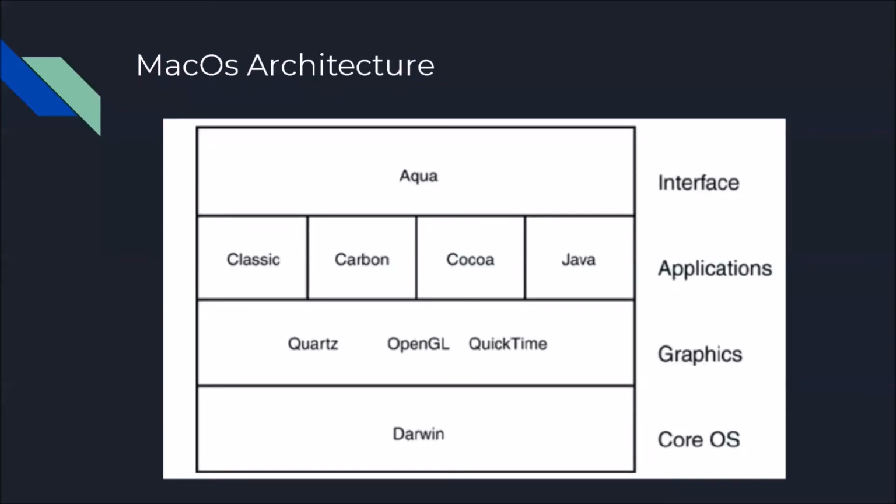Functionally, the Mac OS architecture consists of the layers shown in the figure. The base layer is the Unix core, called Darwin. Up on the next layer is the graphics subsystem, which consists of three parts: Quartz, OpenGL, and QuickTime. Next is the application layer. It has four components: Classic, Carbon, Cocoa, and Java. And the top layer is for the user interface, called Aqua.